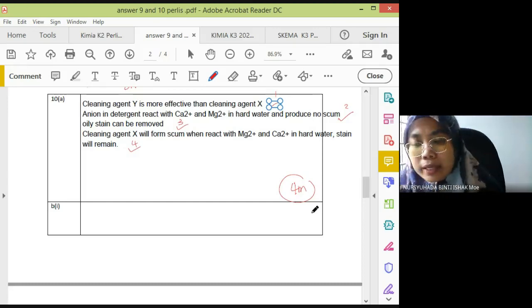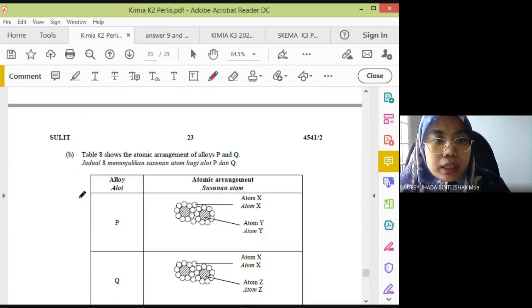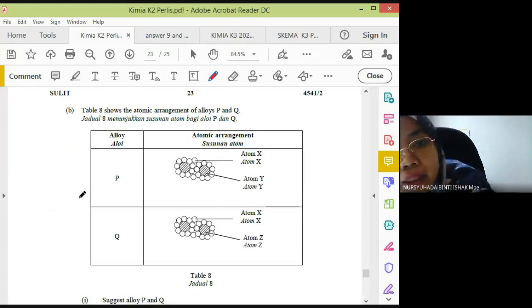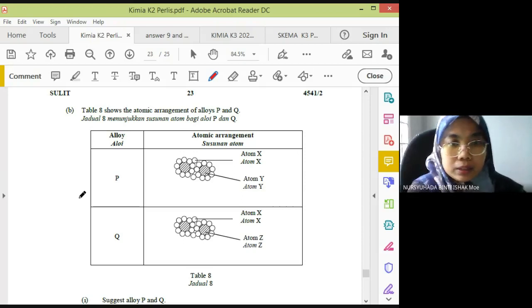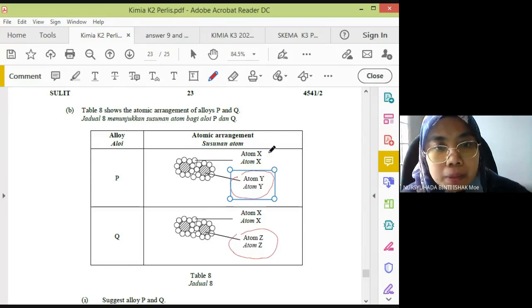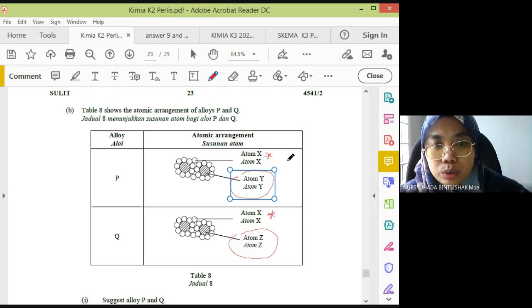Okay, now we go to B1. Right, the table 8 shows the atomic arrangement of alloy P and Q. Kalau kamu tengok, ada tak beza antara alloy P and alloy Q? Apa yang beza antara P dengan Q ni? Alloy P ni dia pakai atom Y. Alloy Q dia guna atom Z. Tapi nak bagi tahu, in both alloy, the pure metal dia sama, that is atom X.